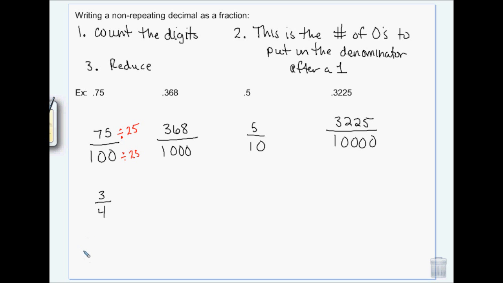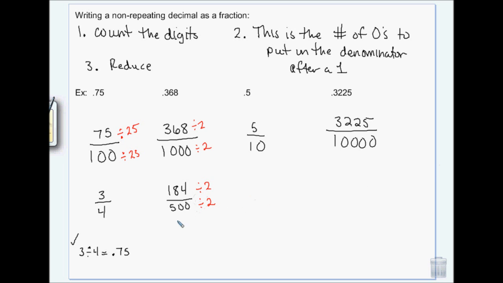Now, if you want to check it to make sure you're correct, if I do 3 divided by 4, and I plugged that into, say, a calculator real fast or something, it gives me 0.75. So I know I was right. So, checked. That's just in case you want to check yourself. 368 over 1,000. Okay, all right, so these are both even. That's the easiest one. They're both even. It'll divide by 2. Which is going to give me 184 over 500, which are still both even.